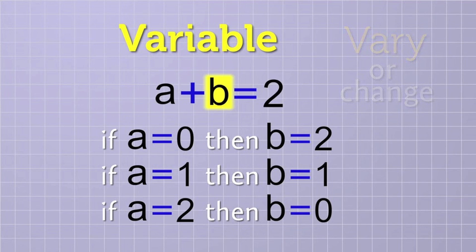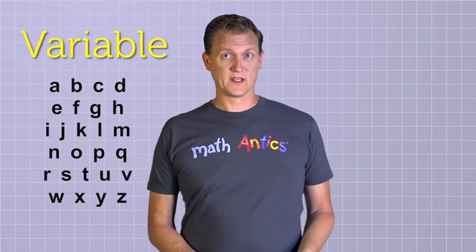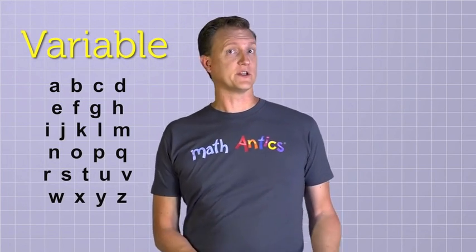In fact, in this equation, both a and b are variables because their values will change depending on the value of each other. Actually, it's really common in algebra to refer to any letter as a variable, since letters can stand for different values in different problems.